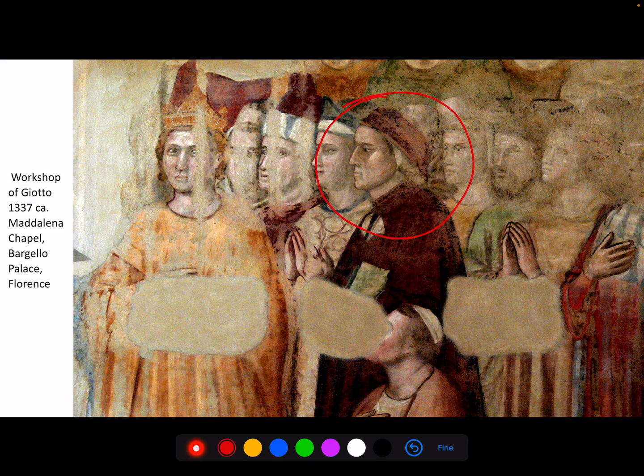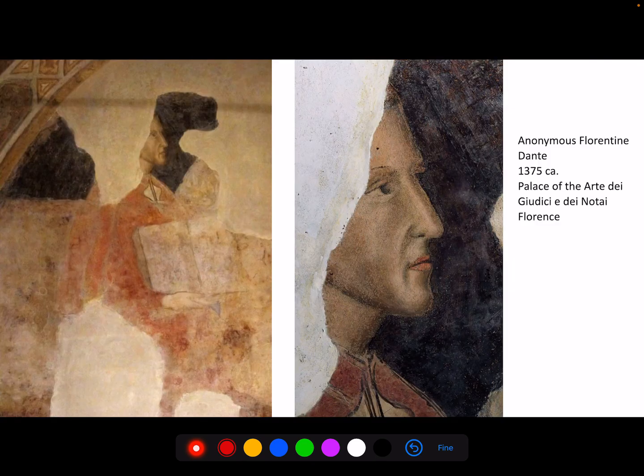We know that Dante met Giotto in Padua, 1305, when Giotto was working in the Scrovegni chapel, and Dante too was in Padua, according to the commentary on the Divine Comedy by Benvenuto da Imola, mid-14th century. And Giotto actually died in 1337, so we have to think that this is by a follower of Giotto, a student of Giotto. But it's considered a very accurate portrait of Dante Alighieri, even if we are not sure that this guy is Dante Alighieri.